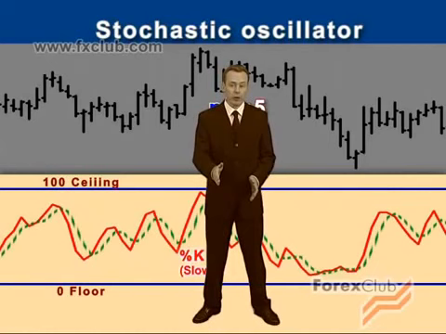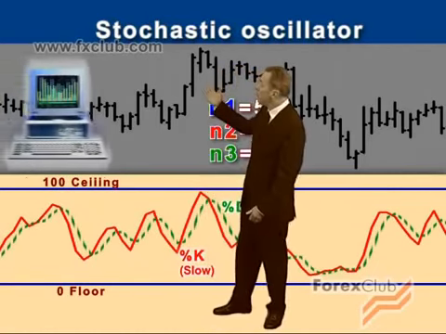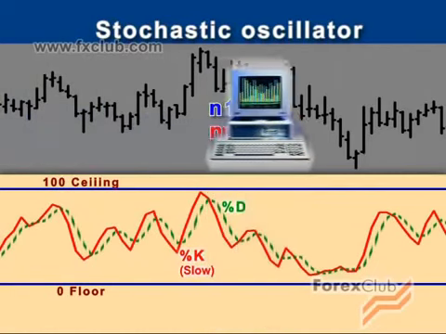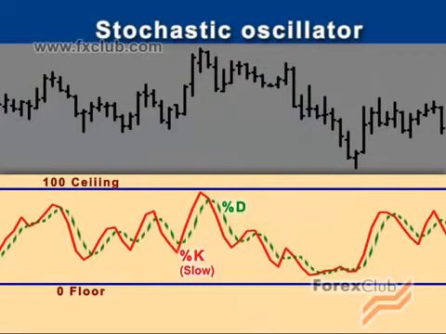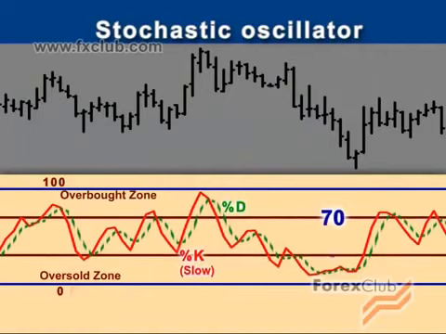And you can play around with them. Your computer will help you again. The K and D curves fluctuate between 0 and 100 on the vertical scale. The overbought and oversold zone should be set with signal lines drawn at 30 and 70.